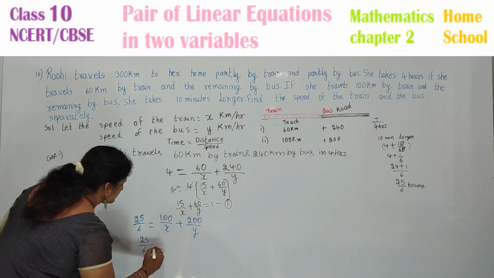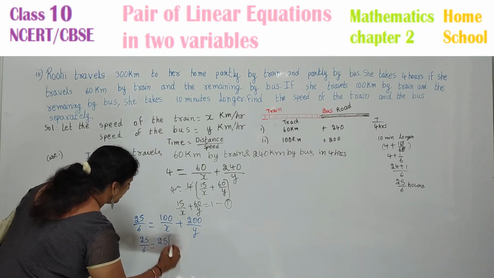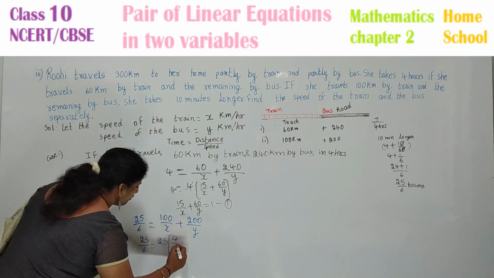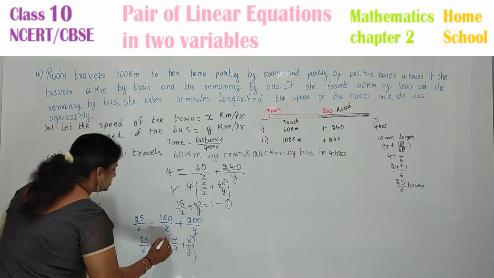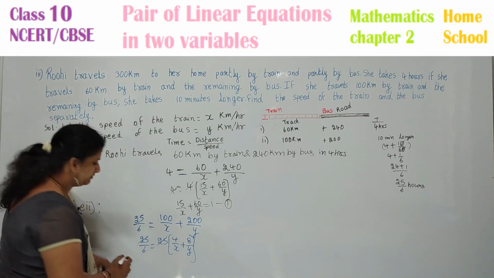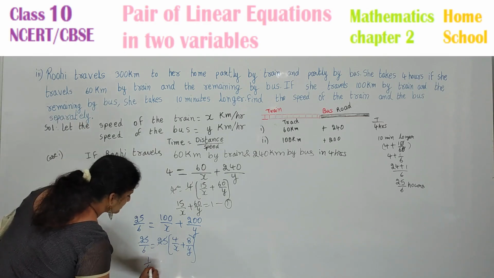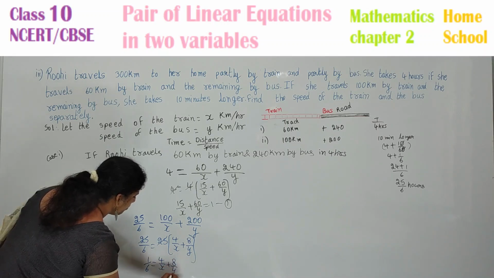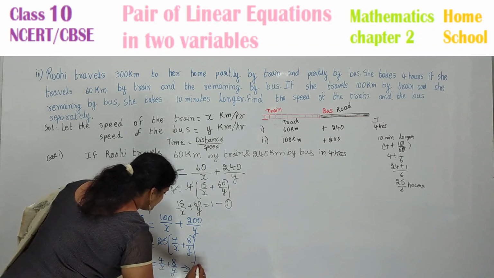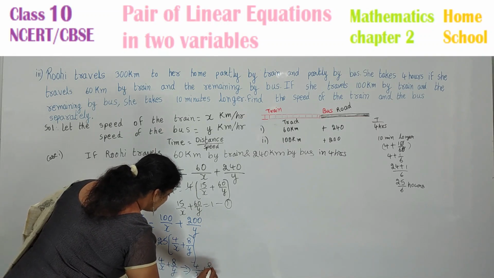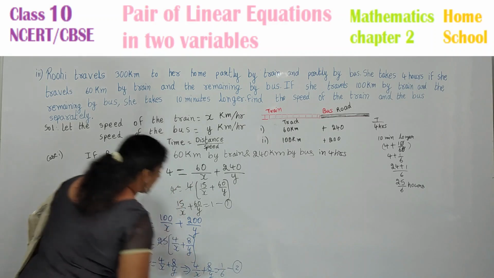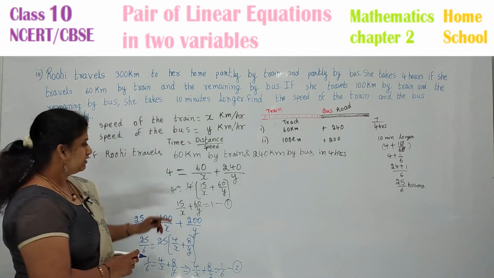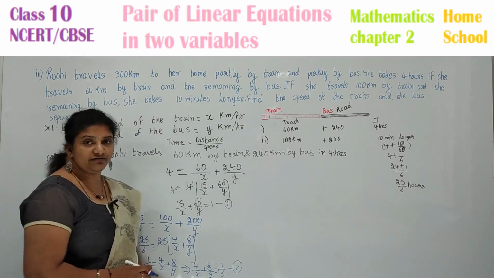25 by 6 is equal to 25. I'll take out common. That will be 4 by x plus 8 by y. 25 25 cancel. Here it will be 1 by 6 is equal to 4 by x plus 8 by y. You may rewrite this as 4 by x plus 8 by y is equal to 1 by 6. Mark the second equation. Same method as we have done in our first one.